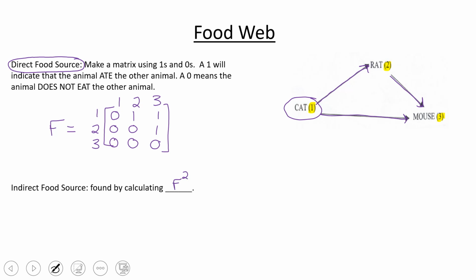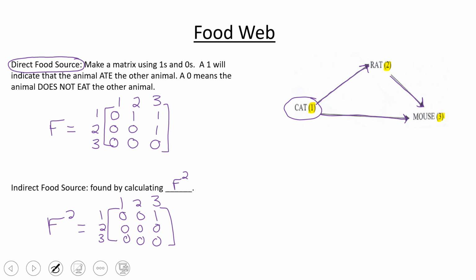So use your graphing calculator, program in your 3x3, and I want you to square it, and you will find the following results. It's a lot of zeros. Now keep in mind, this is still the same representations as in the original matrix. And so let's talk about what this means. We only have the 1, 1 on the inside, and that is that cat eats mouse.